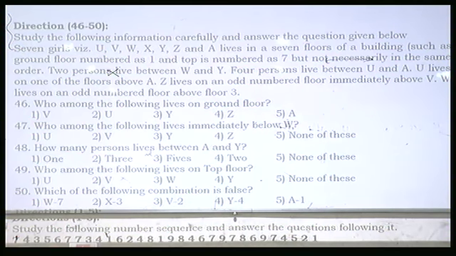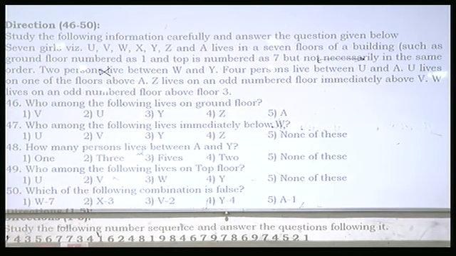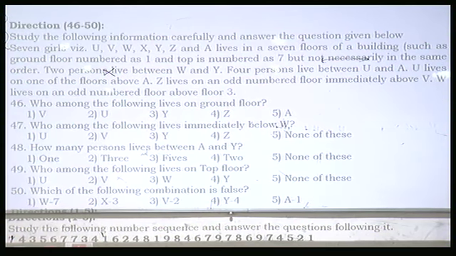What is the other information here? 2 persons live between W and Y. In between W and Y, there are exactly 2 persons. Next one, 4 persons between U and A. 4 between U and A. Next one, U lives on one of the floors above A. U is above A, and 4 in between U and A. Now we should start from this one only, taking about the possibilities. Possibilities by starting with whether U can be on the 7th floor or on the 6th floor, isn't it?